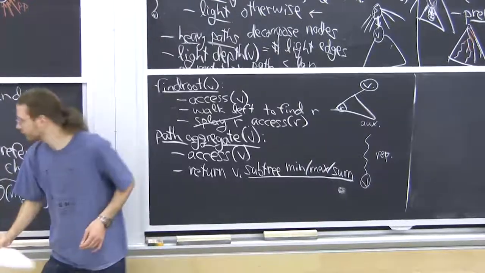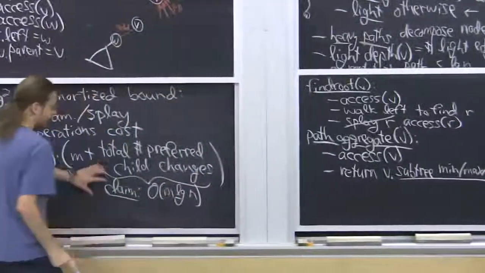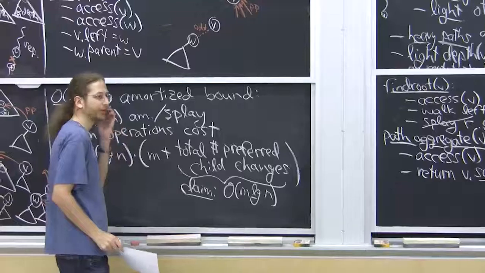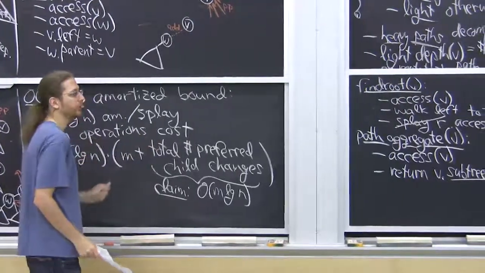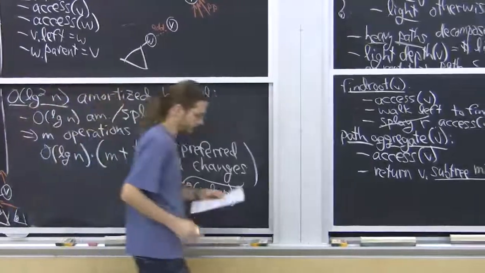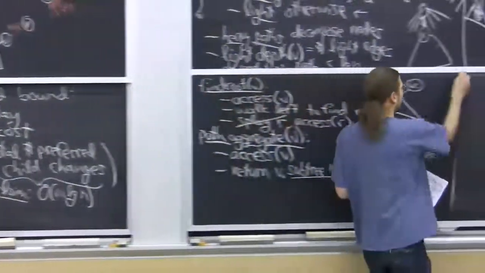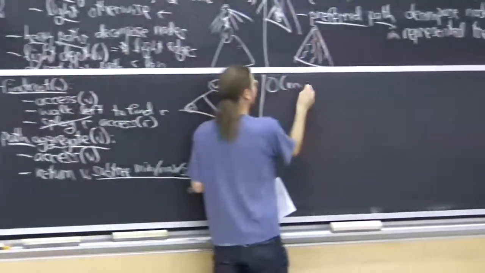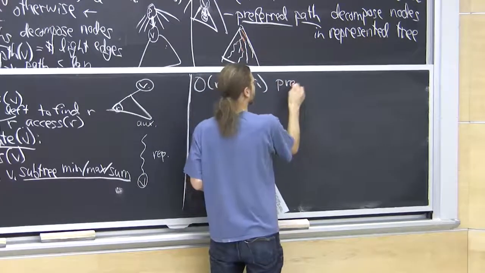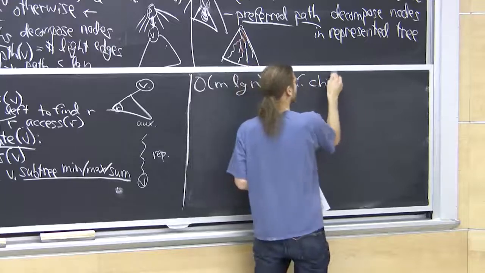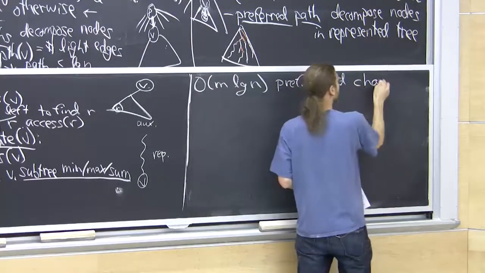So the next thing I'm going to do is use heavy light decomposition to analyze the total number of preferred child changes by looking at not only whether an edge is preferred or not, but whether it is heavy or light. So we're going to get an order m log n bound on preferred child changes.